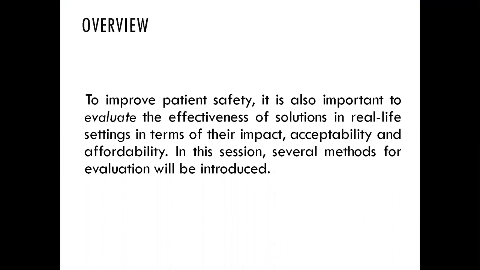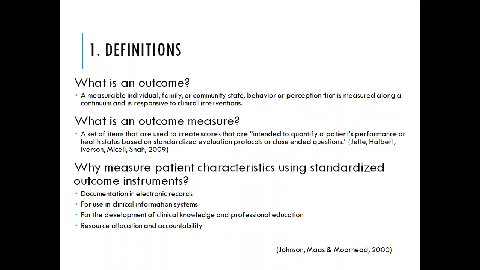These terms often tend to be used as synonyms, but they are not synonyms; they mean totally different things. So we start with the definition. Now, as per definition, what is an outcome? An outcome could vary depending upon which perspective we would like to take into account. In general, when we talk about an outcome, it is a measurable individual, family, or community state, behavior, or perception that is measured along a continuum and is responsive to clinical intervention.